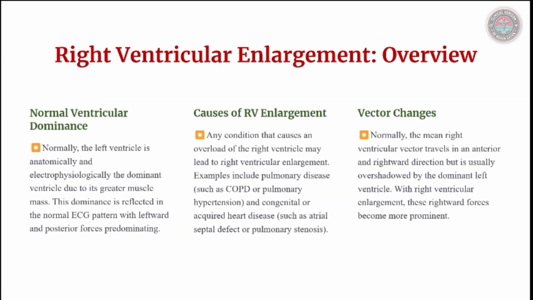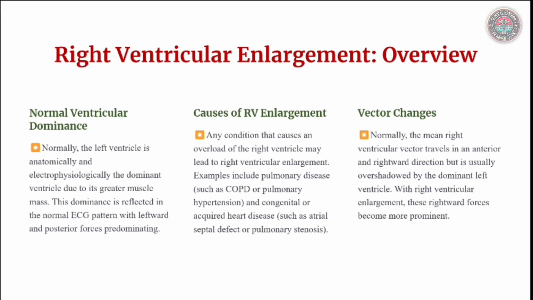Right ventricular enlargement. Overview. Right ventricular enlargement occurs when the right ventricle is subjected to chronic pressure or volume overload. Normally, the left ventricle dominates the heart's electrical activity due to its greater muscle mass, but with RVE, rightward electrical forces become more prominent. Common causes include pulmonary hypertension, congenital heart disease, and chronic lung disease or COPD. As the right ventricle enlarges, characteristic ECG changes emerge, providing valuable diagnostic insights.